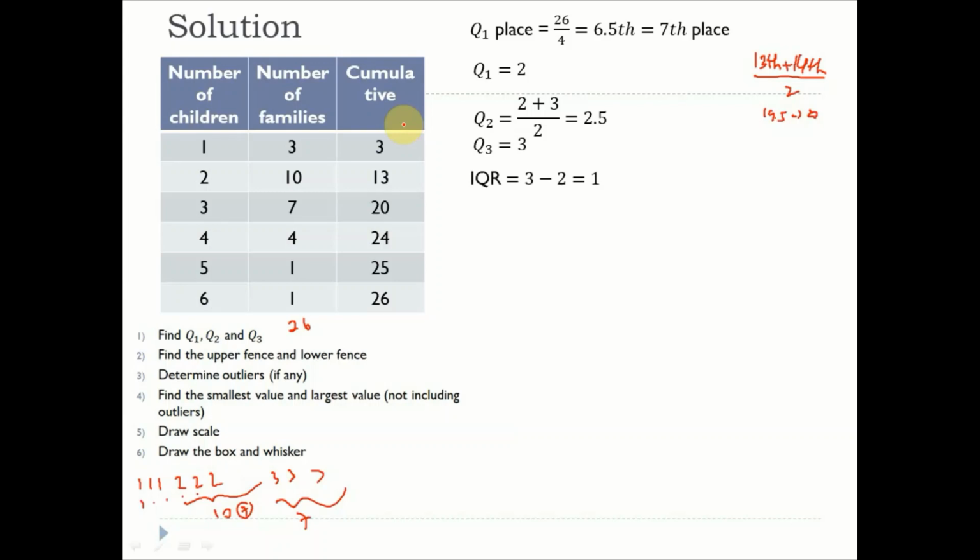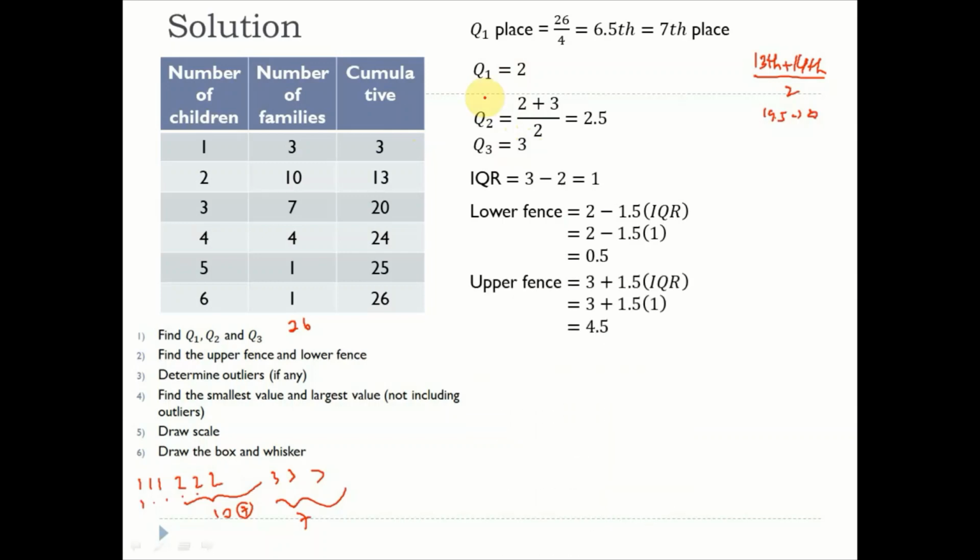Now we want to determine the upper and lower fence. So my interquartile range is 3 minus 2, Q3 minus Q1, 1. Lower fence is, we just use the formula, 2 minus 1.5 IQR. I will get lower fence 0.5. I will get upper fence 4.5. Okay, so I get this one, this one.